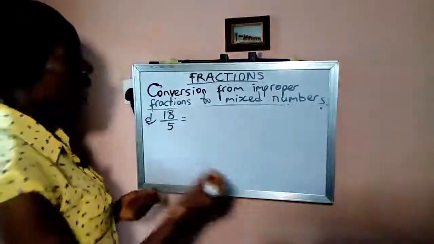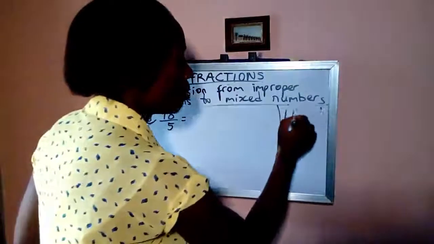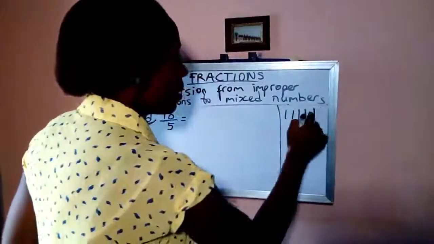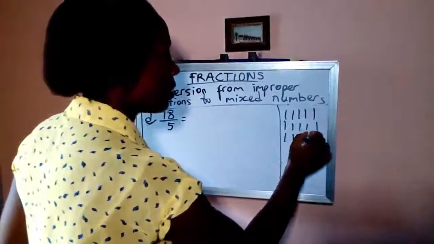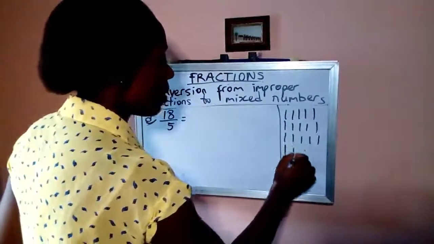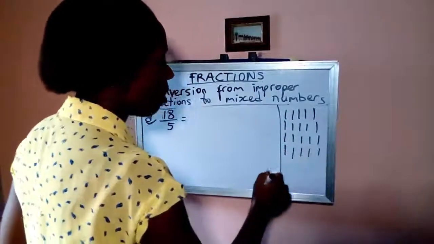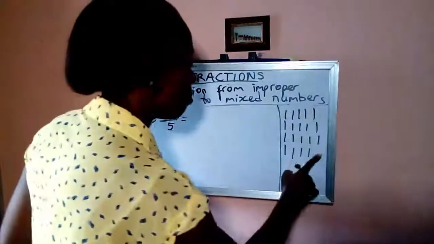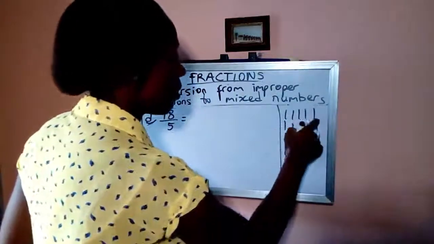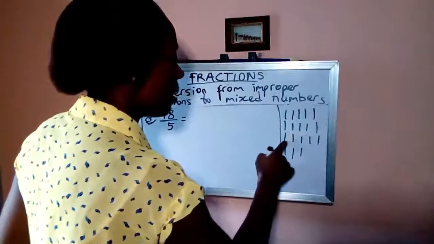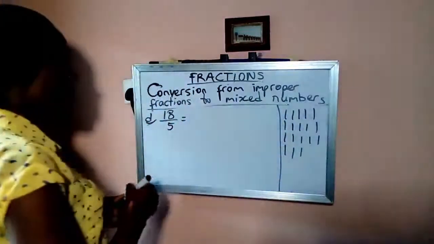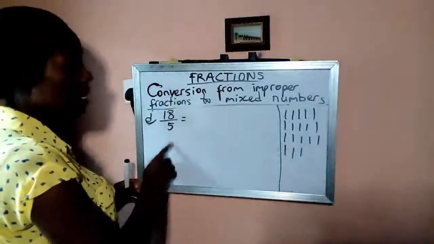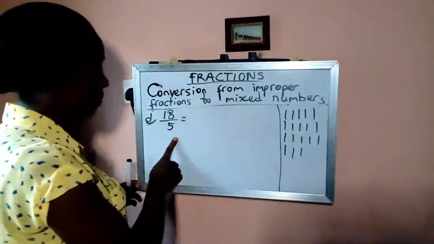Okay? Now, I can count out my 18. 1, 2, 3, 4, 5, 6, 7, 8, 9, 10, 11, 12, 13, 14, 15, 16, 17, 18. Alright, that's 18 over 5, meaning 18 divided by 5.